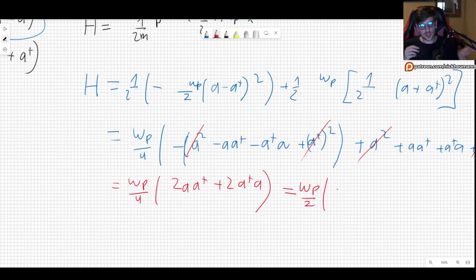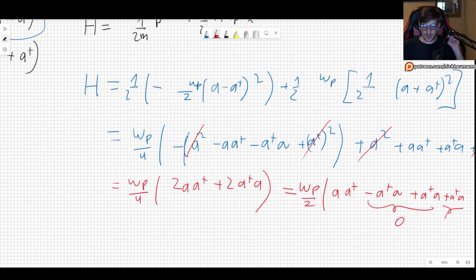And now we will just do a little bit of a trick. So we will say a a dagger, because we now want to build a commutator, because we know what the commutator is between a and a dagger. It is 1. So if we can build it, we can simplify this a little bit. So we have a a dagger. Now we want minus a dagger a. Okay? And then we have plus a dagger a plus a dagger a. So this thing here is 0, right? We just added 0. And this one here, well, it comes from there. Okay? And the 2's, keep in mind, they just canceled out with that 4 over there.